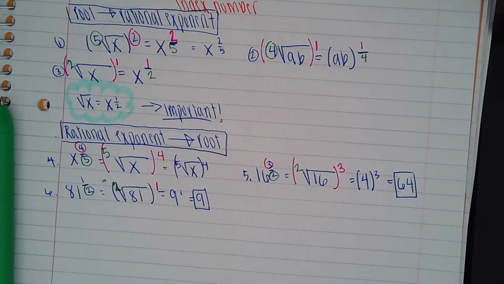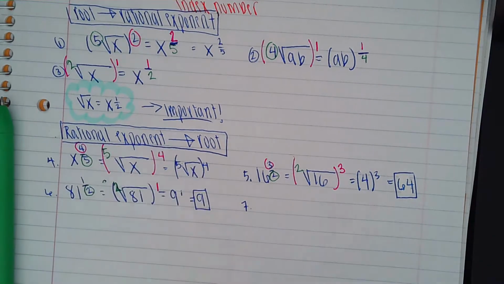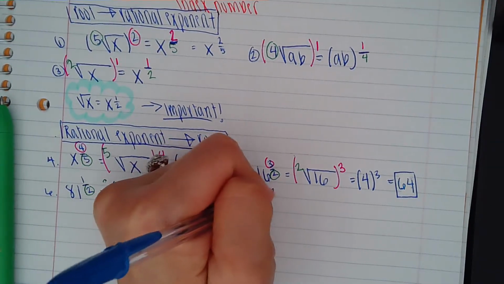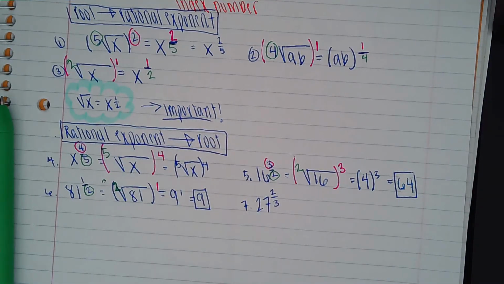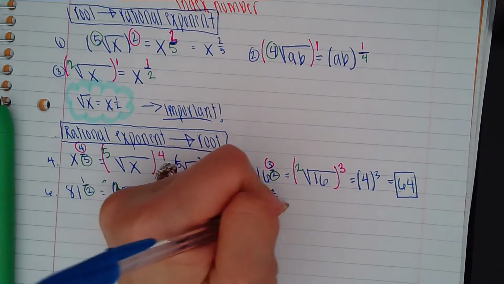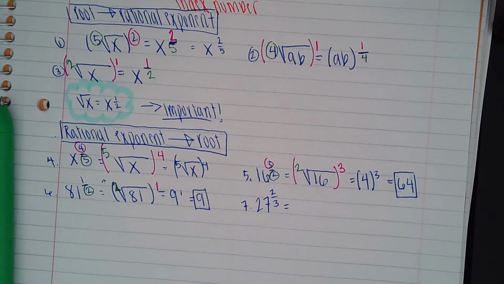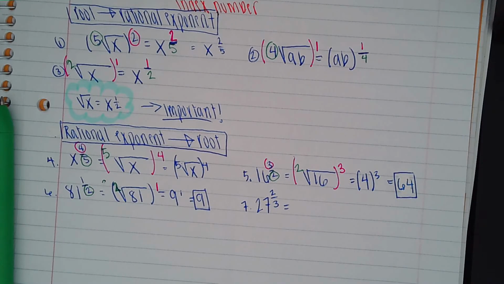Okay, I want you guys to maybe try this one if you're feeling pretty good. So let's say we have 27 raised to the 2 over 3. So you guys go ahead and see if you can write it out, just how we've been talking about, okay? So pause me for a second and see if you can write it out.